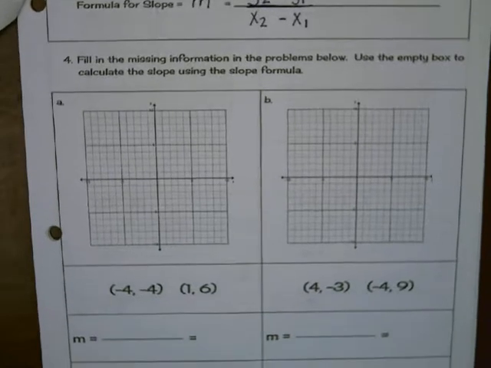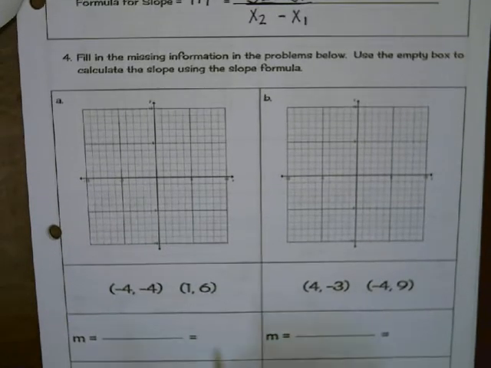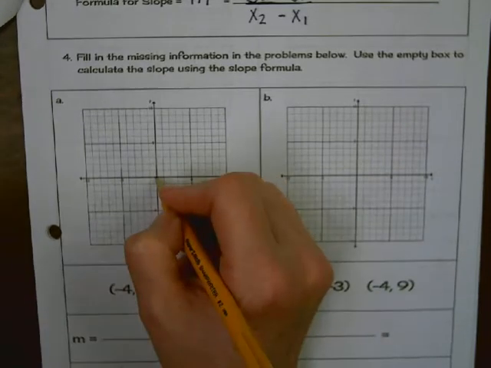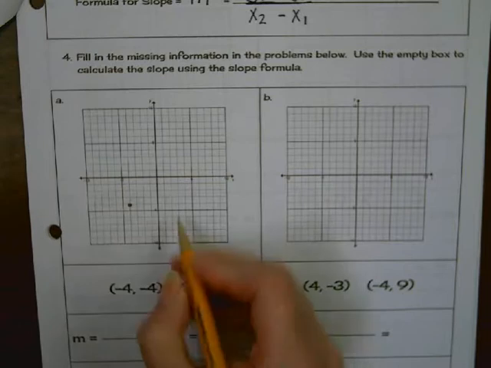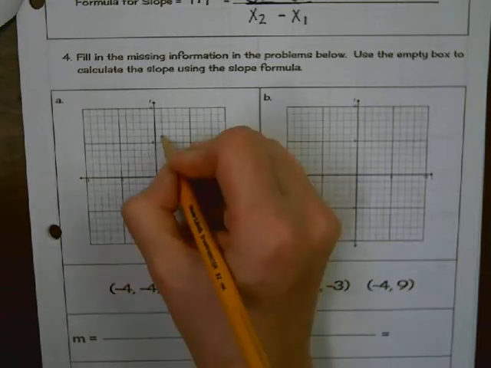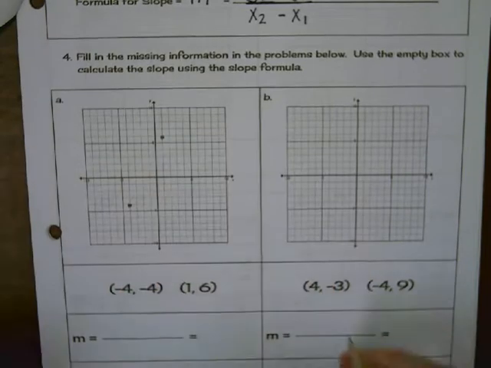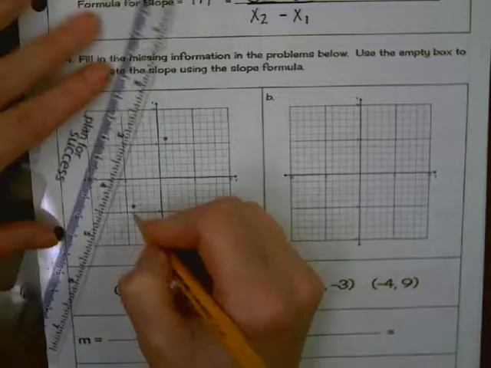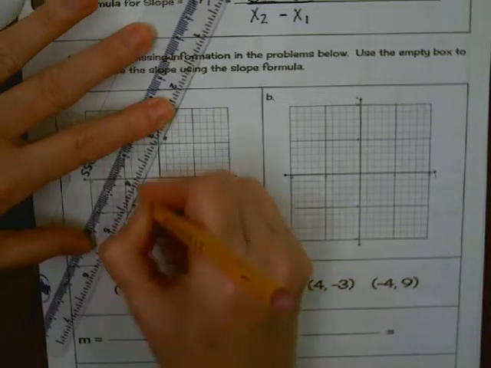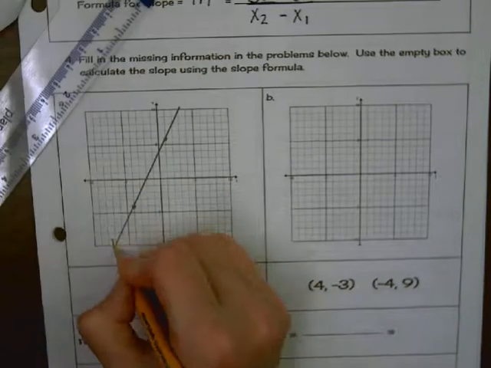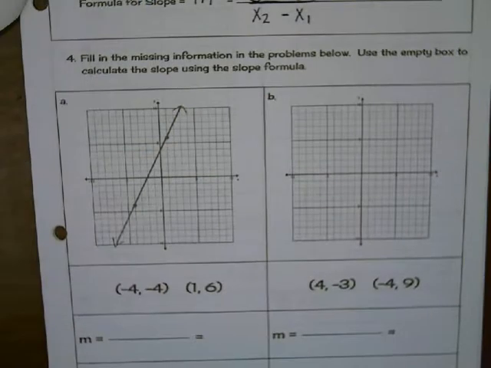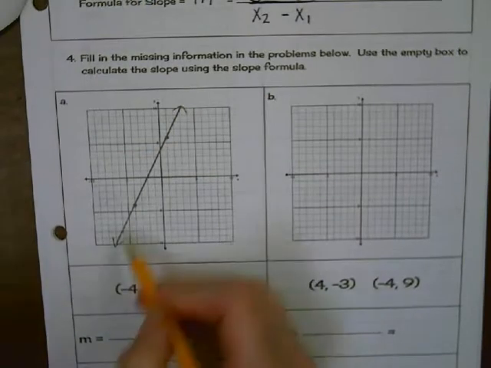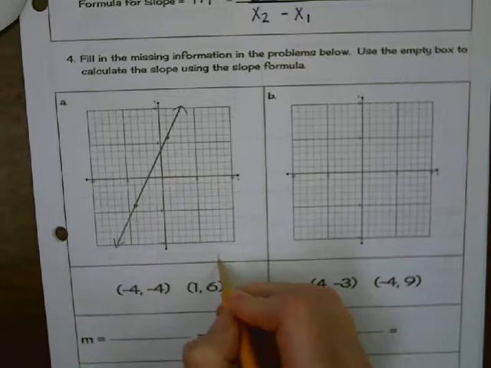So the first thing I'm going to do is plot some points. -4, -4 is here. Over 1 up 6. Let's do a nice, long, straight line with arrows. Looks like my slope is going to be positive, isn't it?